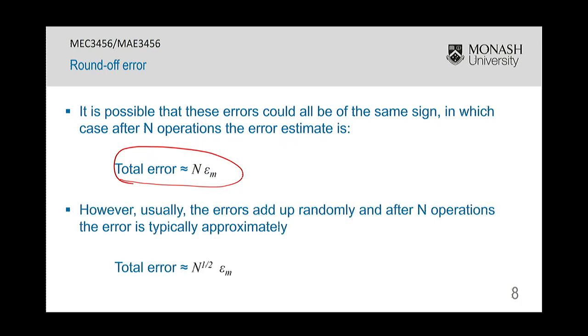However, it turns out usually that the errors add up randomly. Some will have positive error, some will have negative error, and after n operations, more typically, the error scales like the square root of the number of operations. So you can see if you're doing hundreds of millions of additions and multiplications, which is something that you will do in this unit, you could see that the error could be quite significant.